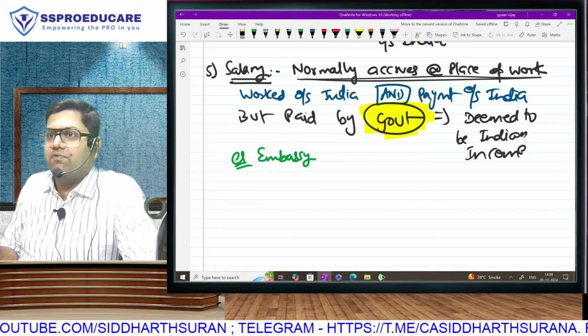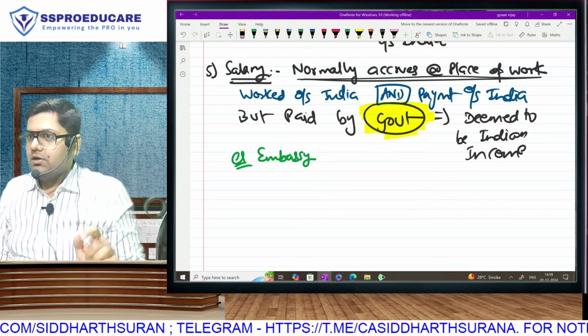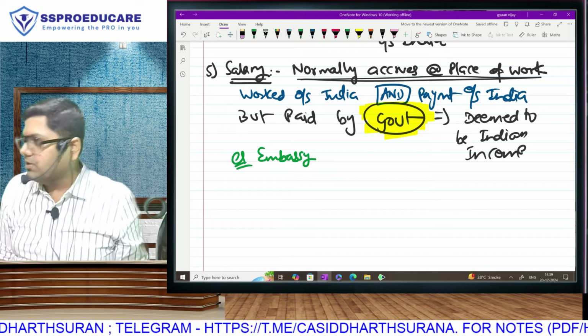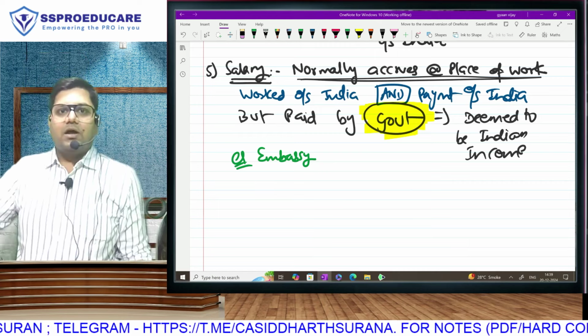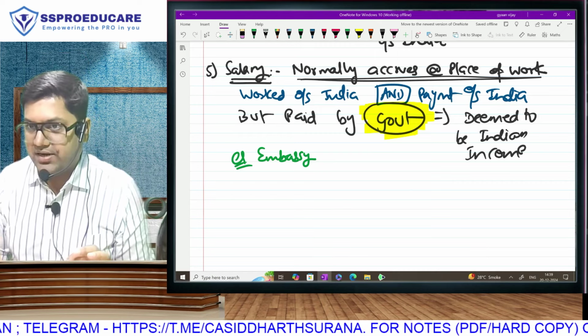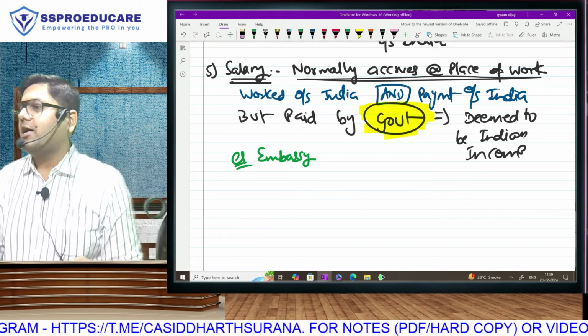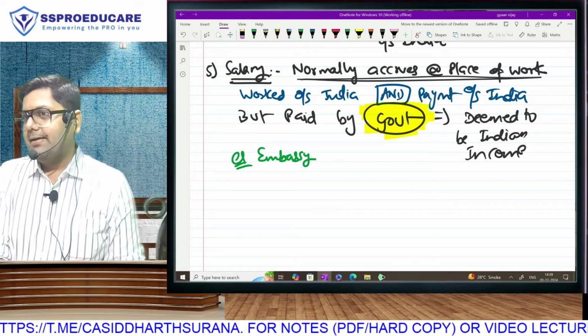But obviously work they will do in that embassy, no? So they will be in Malaysia working in the embassy. Work done where? Outside India. Obviously for salary they will not come every month here. So payment received where? Outside India. But the payer of salary is the government of India. If the payer is the government of India, so the income will be deemed to be Indian income because the source is located in India. ये clear है?